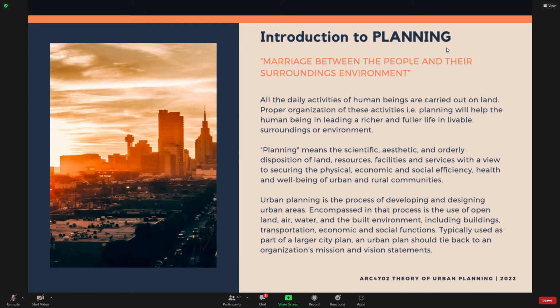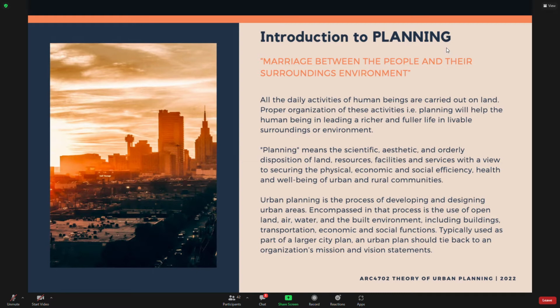Encompassed in that process is the use of open land, air, water, and the built environment, including buildings, transportation, economic and social functions. It is typically used as part of a larger city plan. An urban plan should tie back to an organization's mission and vision statement. In Malaysia, most of our development plans, city plans, urban plans are developed by local authorities.